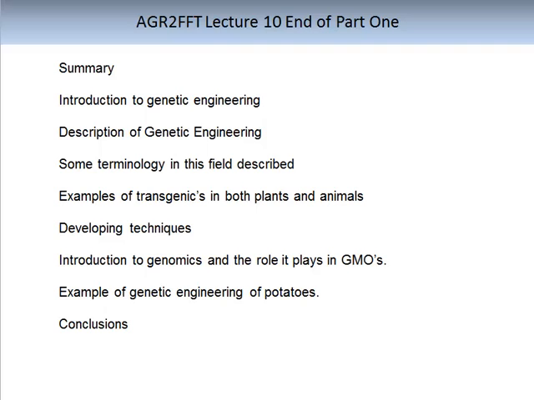In summary, we have introduced the concepts of genetic engineering, both within this lecture and in the plant and animal breeding lectures. We have given a description of genetic engineering and transgenics. Some terminology in this field is described. Examples of two transgenic methods used in both plants and animals are described. We have looked at the development techniques and where the future may lie. We have touched on the introduction to genomics and the role it plays in the production of GMOs. We have looked at an example of genetic engineering of potatoes and the pros and cons of this technology. We've concluded this lecture with some take-home messages about genetic engineering technologies.